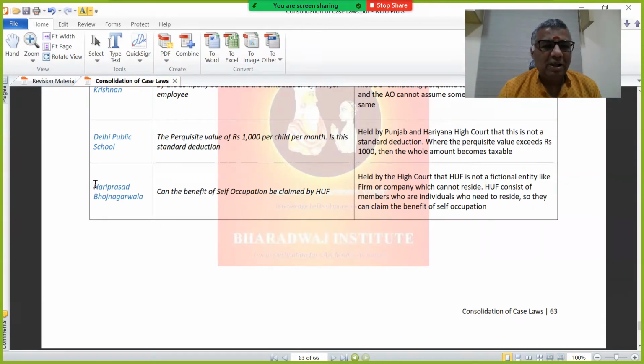Hari Prasad, and the benefit of self-occupation was held by the High Court. HUF is not a fictional entity like a firm or a company, which cannot reside. HUF consists of members who are individuals who need to reside, so the benefit can be claimed.